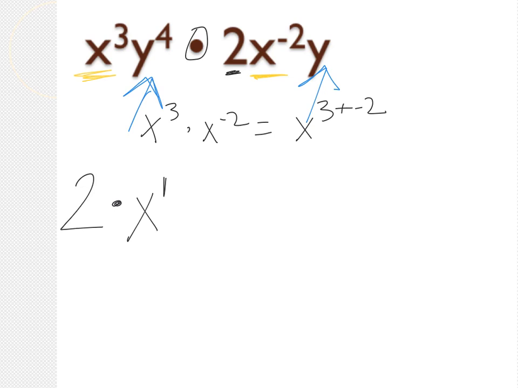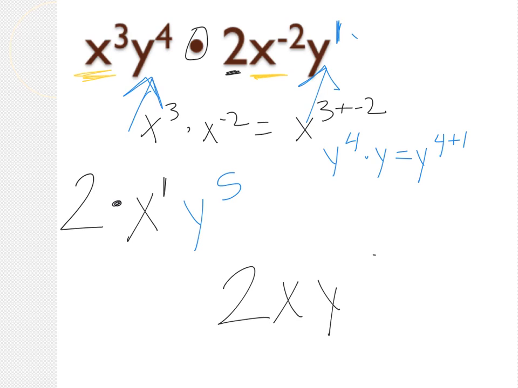And when I look at my y's here, I would have y to the fourth times y, which is the same thing as y to the fourth plus 1. Remember, if there's no number exponents, it's always going to be a 1 there. So this would be y to the fifth. So we can write it like this, or just like this. Both these answers would be a-okay with me.